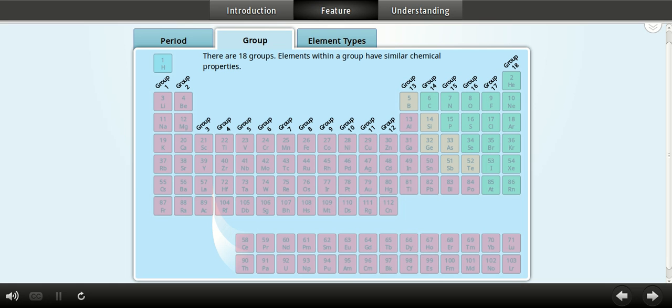At the bottom of the periodic table are the lanthanide and actinide elements. These elements fall between groups 3 and 4, and are not included as part of the 18 groups.